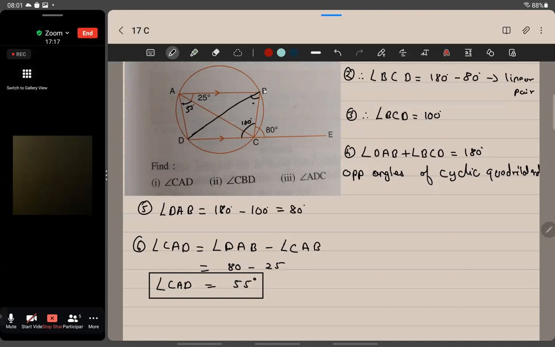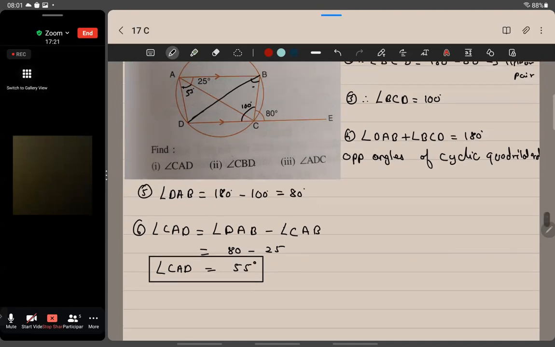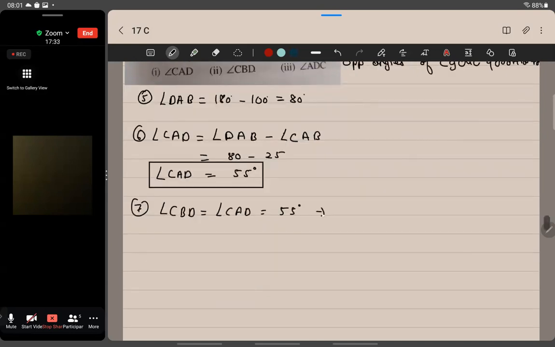CBD is equal to CAD because angle CBD is equal to angle CAD, equal to 55 degrees. Why? Angles inscribed in the same arc. We can also write angles subtended by the same chord or same arc. We can also write angles inscribed in the same arc or same part.